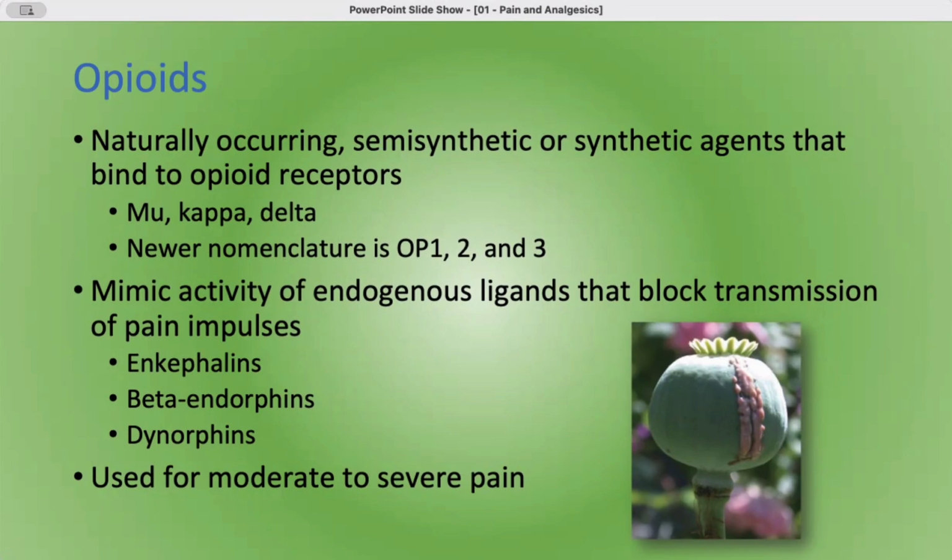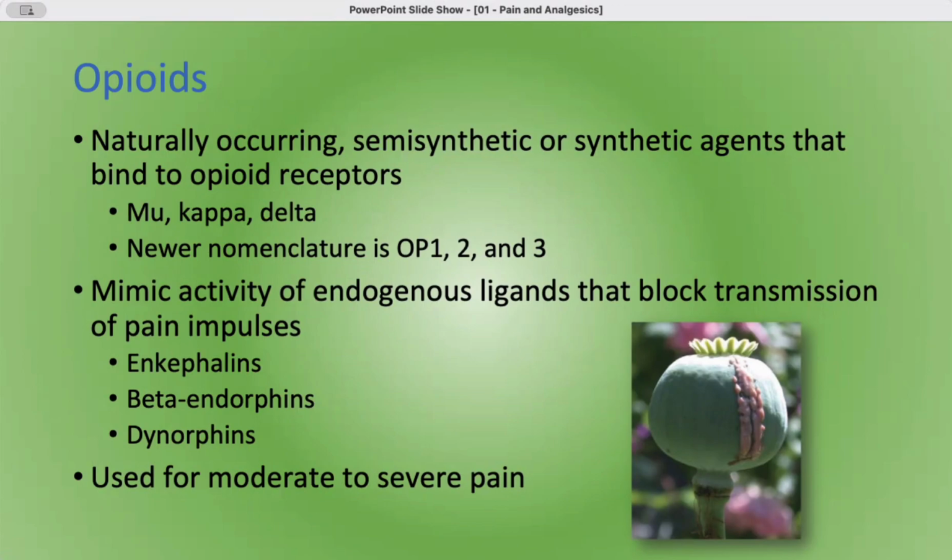Semi-synthetic basically are derived from codeine and morphine. So they're made in the lab, but from the natural precursor. And then fully synthetic are kind of your designer opioids, fentanyls, and those agents, which are basically fully synthetic. They're just made in the lab, not from a natural precursor.